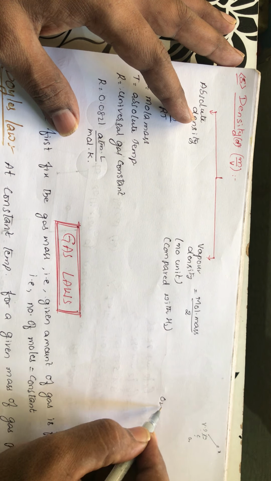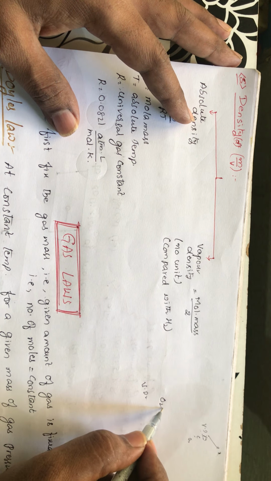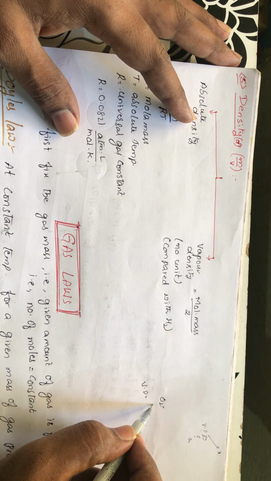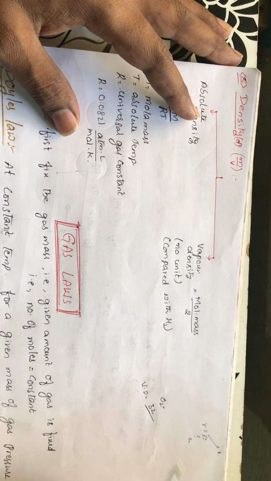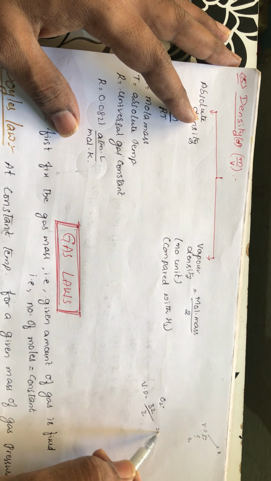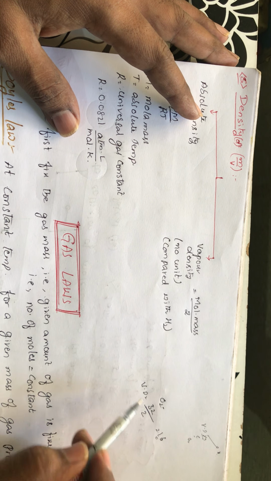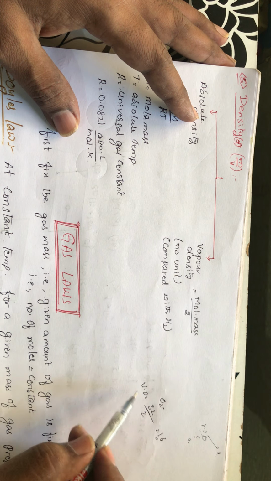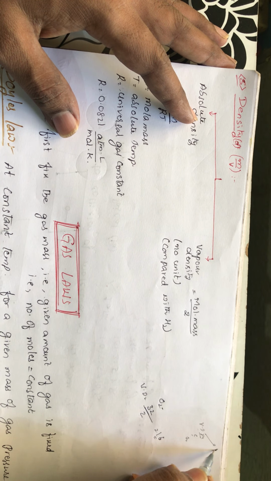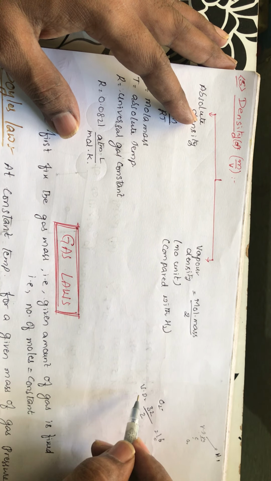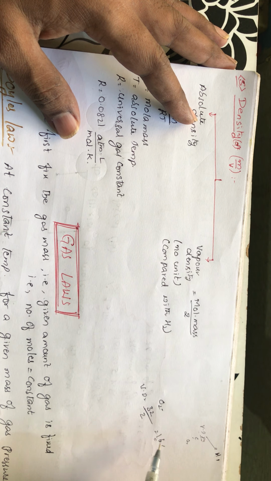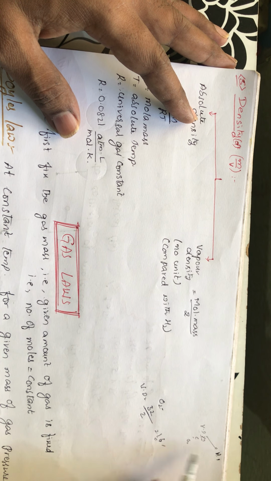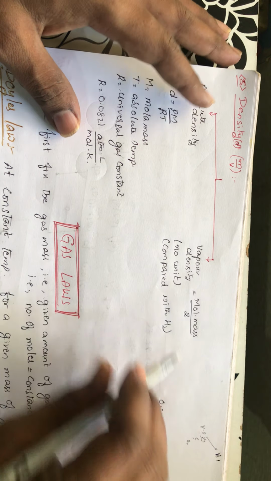Suppose I take O2, what is the vapor density? What is the molecular weight of O2? It is 16 plus 16, which is 32, as you already did yesterday, right? Divided by 2, so it will be 16. When you compare the density of oxygen with respect to hydrogen, hydrogen has 1 and the vapor density of oxygen is 16, meaning it is 16 compared to hydrogen. This is vapor density.